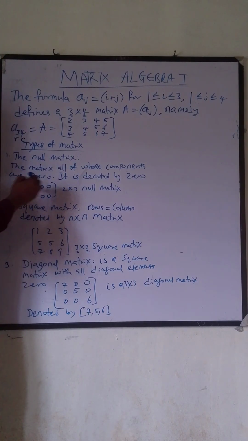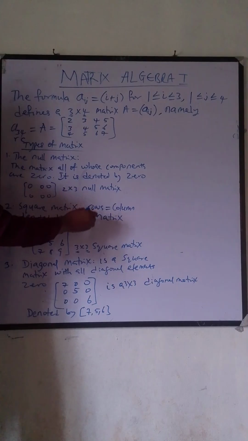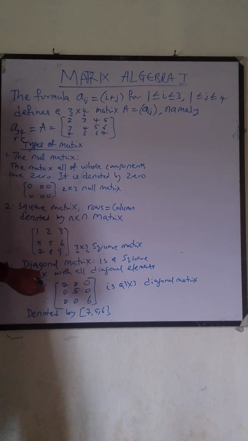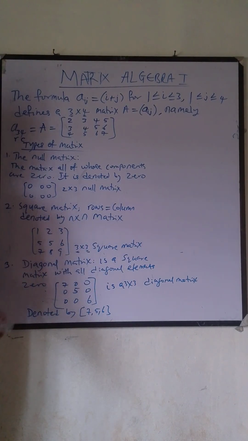So you have the components inside the dimension, 0, 0, 0, 0, 0, 0, a 2 by 3 null matrix. And we said what? Number 2, the square matrix, is when you have the number of rows equal to the number of columns, denoted by n or the n matrix. When you look at these figures carefully, how many rows do we have? 1, 2, 3. How many columns? 1, 2, 3. So it's a 3 by 3 matrix, a square matrix. So that when we begin to use these terms, it will be very easy for you to understand.